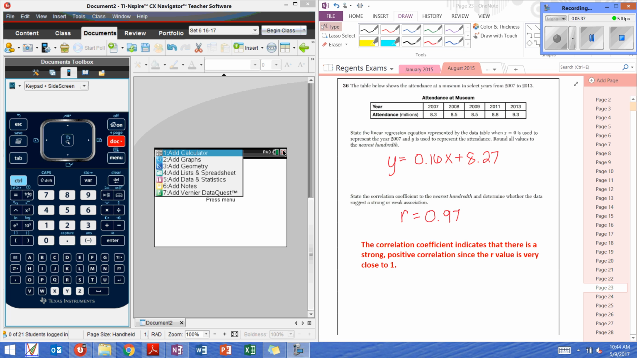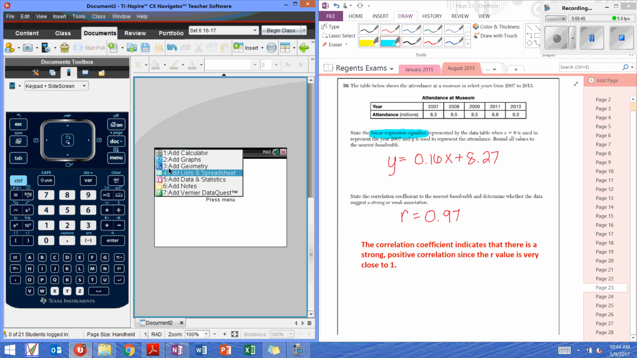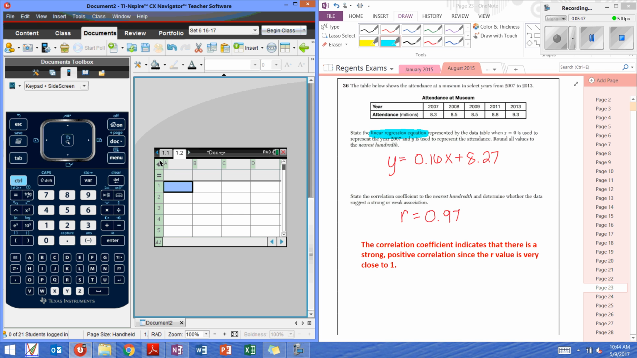Number 36, you had to run a linear regression because it asks for the equation. So first you are going to add lists and spreadsheets on your calculator and then input the data.